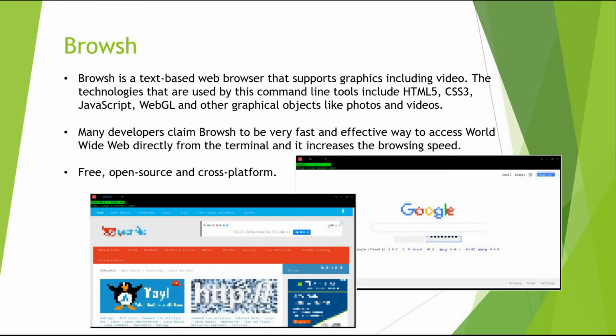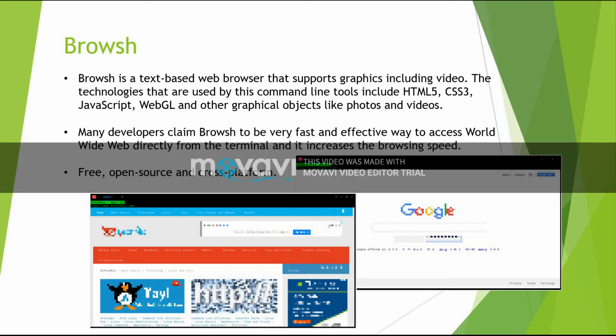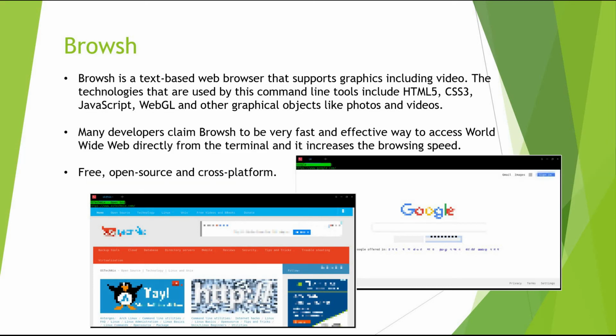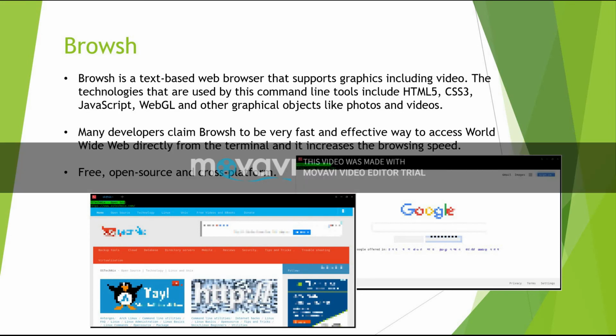Browsh is a text-based web browser that supports graphics including video. The technologies that are used by this command line tool include HTML5, CSS3, JavaScript, WebGL, and other graphical objects like photos and videos. Many developers claim Browsh to be a very fast and effective way to access the World Wide Web directly from the terminal, and it increases the browsing speed. This tool is free, open source, and cross-platform.